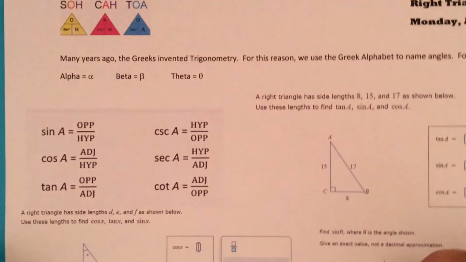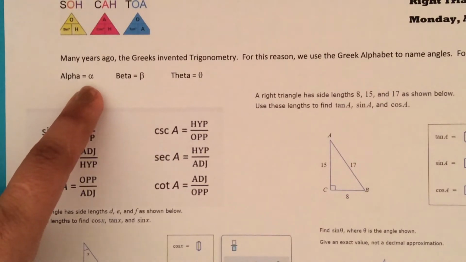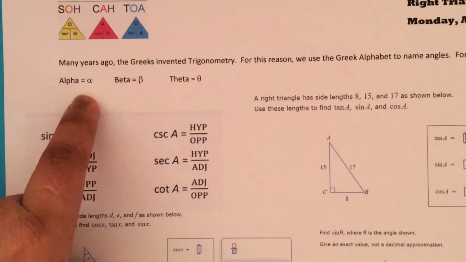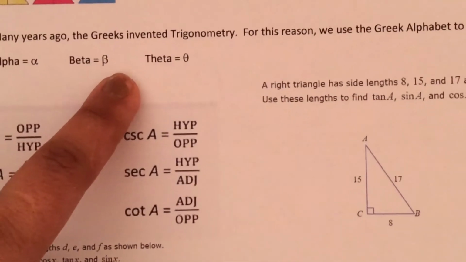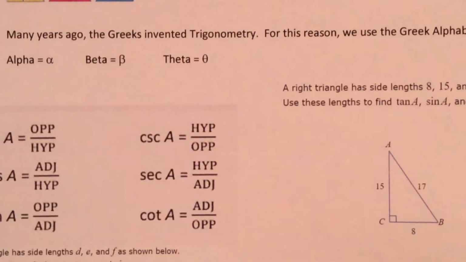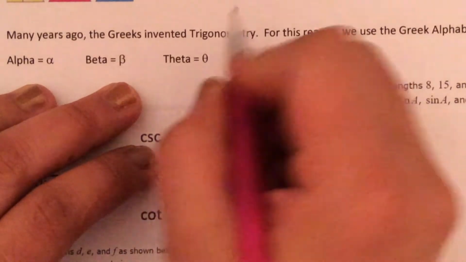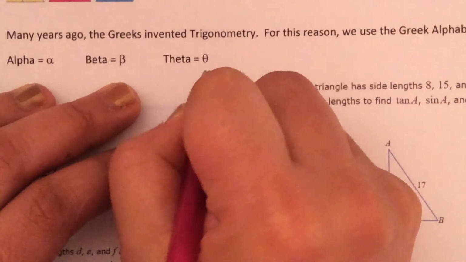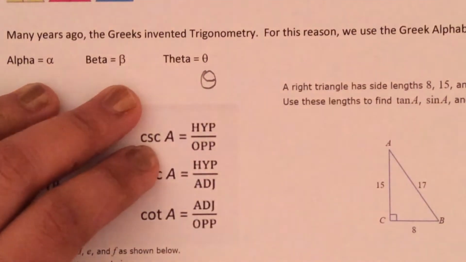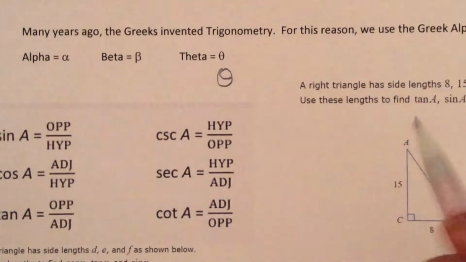Just to let you know that the Greeks invented trigonometry, and for this reason we use the Greek alphabet to name angles. So if you see these little weird shapes of letters, that's really the Greek alphabet. So alpha, beta, and theta usually, and we're going to be using theta a lot. It's just a circle with the little line through it, just in case you wonder what that is. It's just the Greek letter theta.